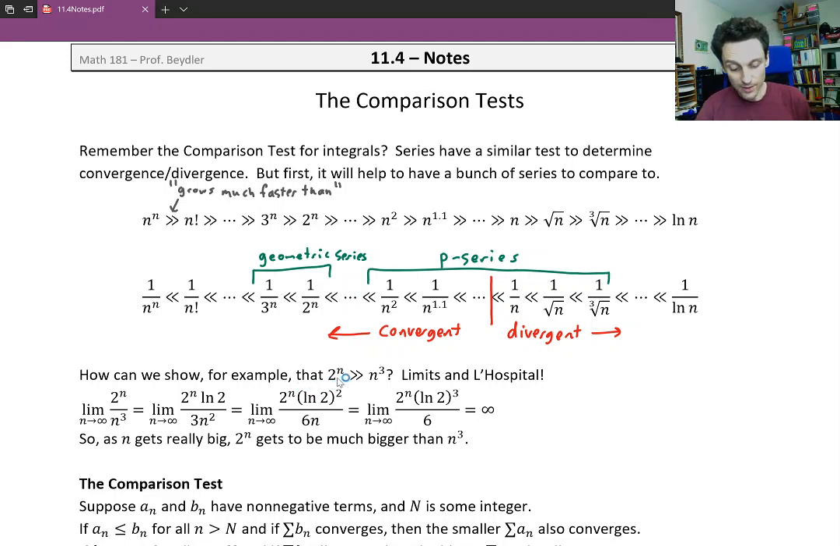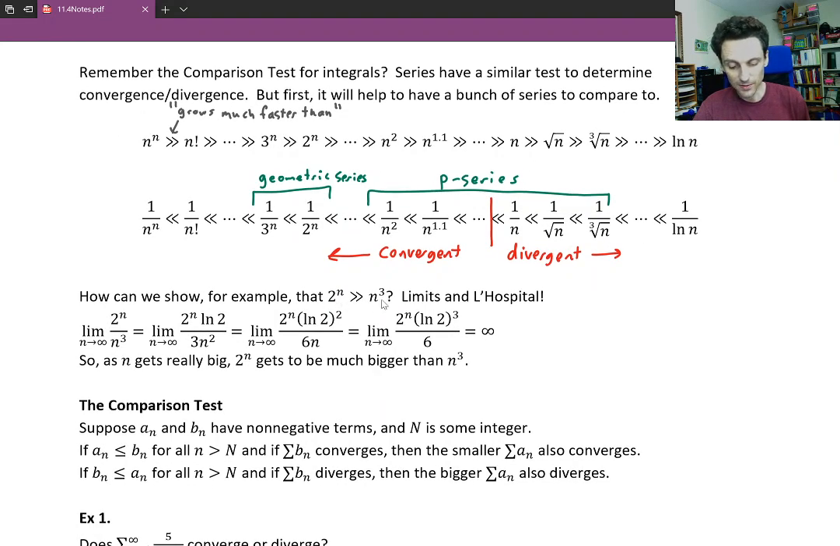For example, how could we show that 2 to the n is growing much faster than n to the third? So that it's much bigger than n to the third when n is large. Well, limits and L'Hopital. What we can do is compare the two using a ratio. So find the limit as n approaches infinity of 2 to the n over n to the third. And if you get infinity, that means 2 to the n is growing faster than n to the third. These numbers on top are getting bigger faster than the numbers on the bottom. And that's what we get here.